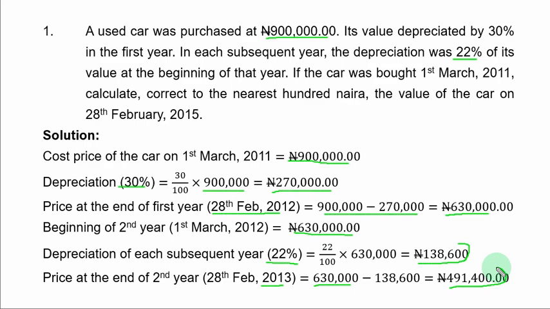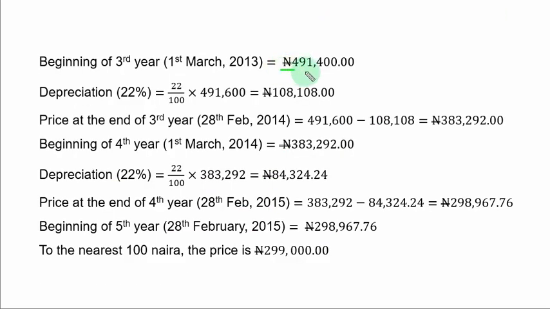Beginning of third year, 1st March 2013, this becomes the current price of the car before we remove the depreciation. So this is the price at the beginning of third year. You also calculate 22% depreciation of that price, and that gives 108,108 naira. So price at the end of third year, the end of third year is February 28, 2014. So you also subtract this amount from the current amount, and that gives this.